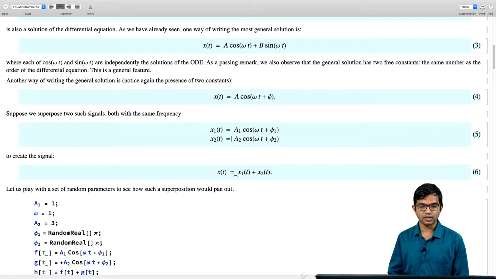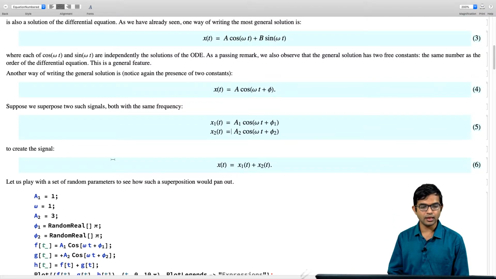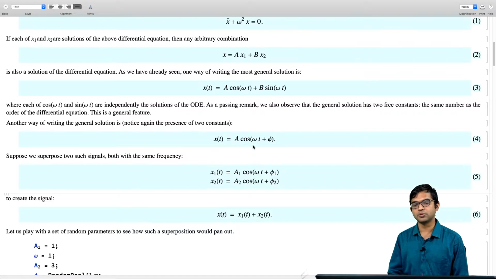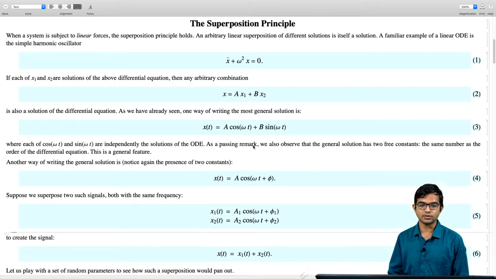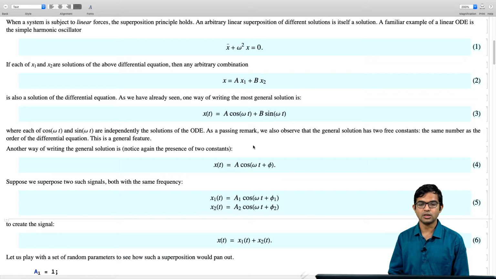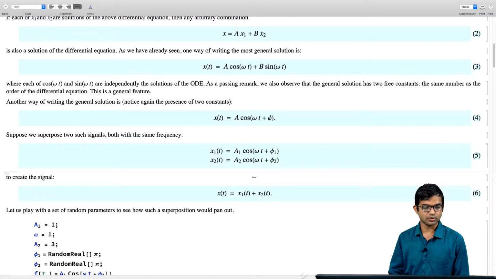For this purpose, I have considered a1 to be 1 and a2 to be 3. I have just randomly taken some numbers. So I'm adding two signals, both of which have the same frequency, right? Later on we will consider other kinds of superpositions. For now, let's say I'm considering two signals with the same frequency omega. For simplicity, I'm taking omega to be 1, and then I'm playing with these phases phi 1 and phi 2.